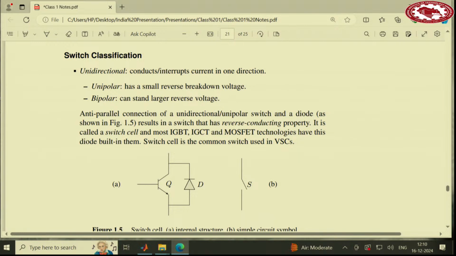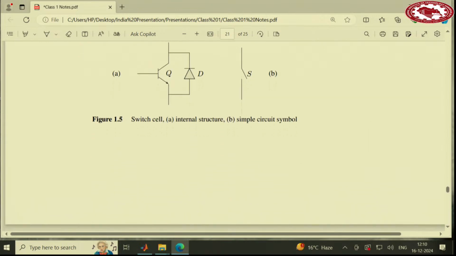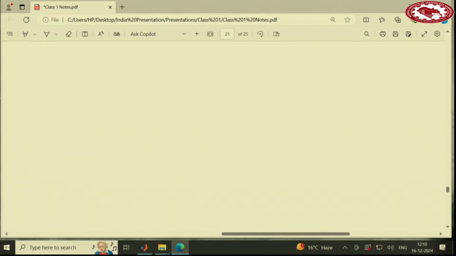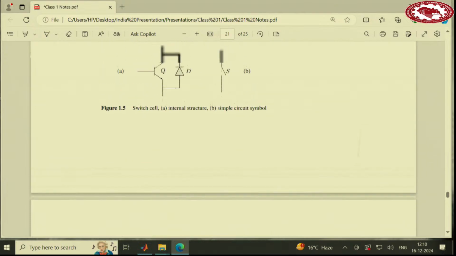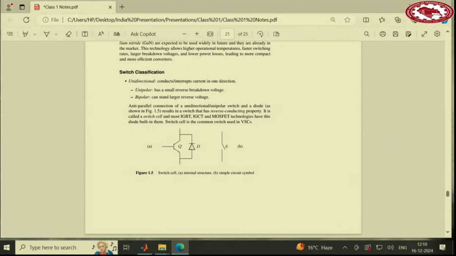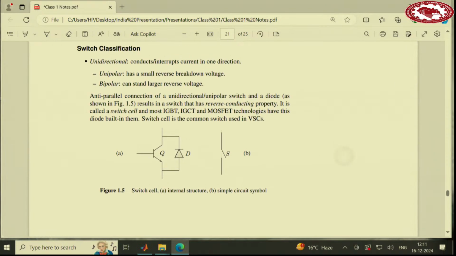One classification for the switches that we have is this classification that you see here into unidirectional and bidirectional. So unidirectional here and bidirectional on the next page. Okay. So it can conduct or interrupt current only in one direction, right?